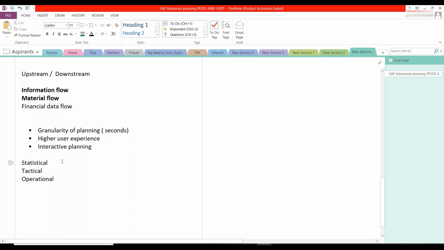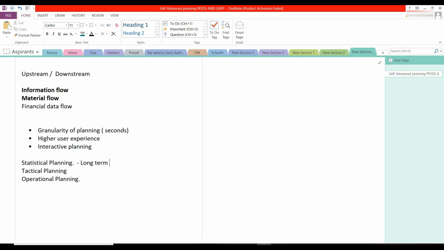You are aware of this statistical planning and all? Yes, it is a multiple regression or statistical programming like that. We also use that for the demand planning, right? Wherein we try to project the demands basing on some calculations.